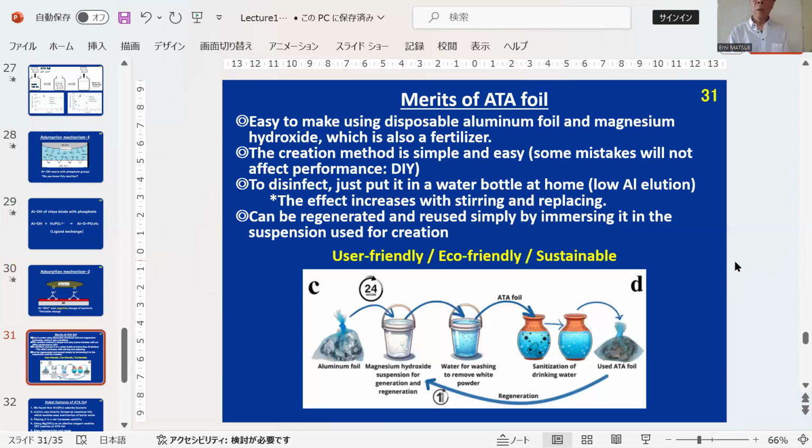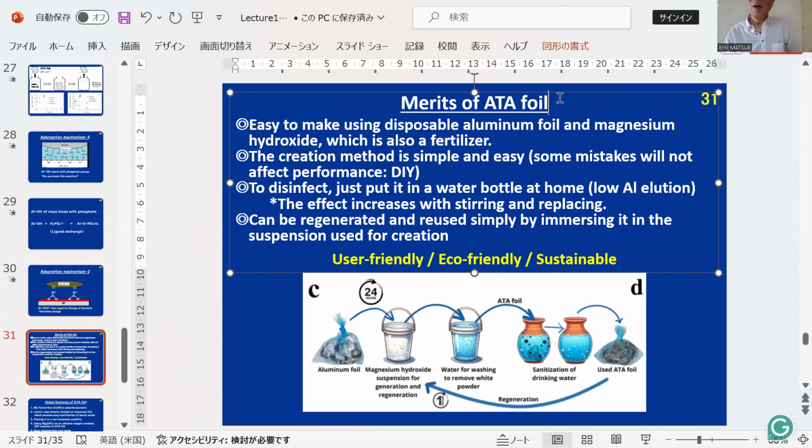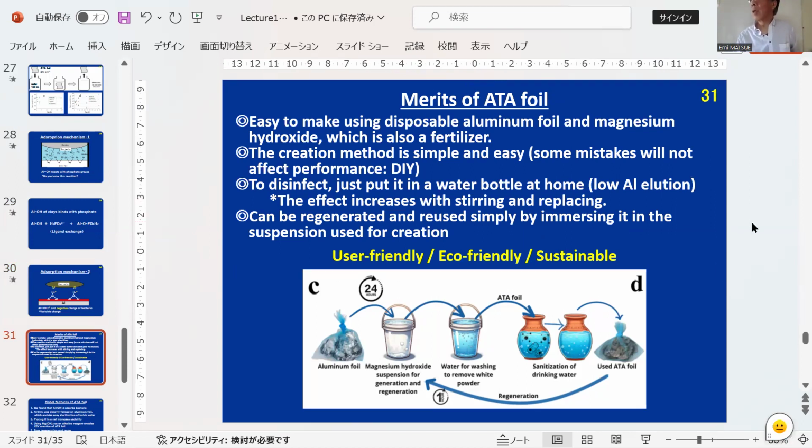I'm sorry for the very long explanation for ATF. Because I will retire at the end of this month. I retire, then this is the final research of my research life.